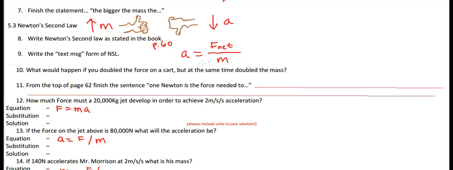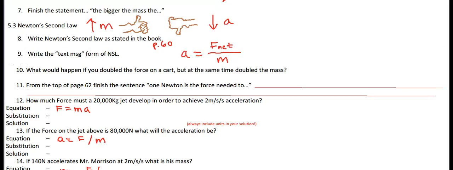It's actually an equation. So then, what would happen if you double the force on a cart, but at the same time double the mass? Well, the acceleration would remain the same because you're doubling both. Okay, on the top of page 62, finish the sentence. 1 Newton is the force needed to. And on page 62, it's a really basic way to say it. 1 Newton is the force needed to give a mass of 1 kilogram an acceleration of 1 meter per second squared. So that is 1, 1, and 1.